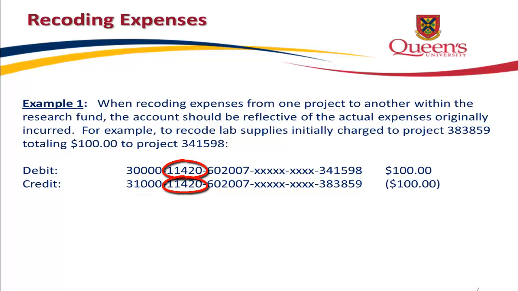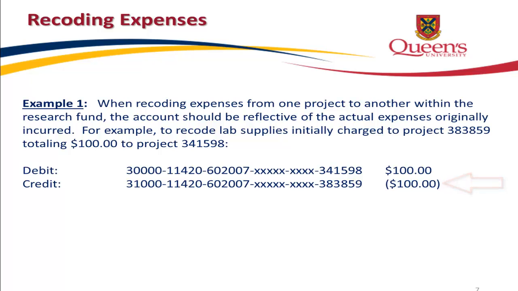The department code should be based on the related project. Since expenses are recorded as debits in the general ledger, the project receiving the expenses reflects a debit amount, in this case, Project 341598. Since Project 383859 is being reimbursed for the original expenses, a credit is represented on this side of the entry.